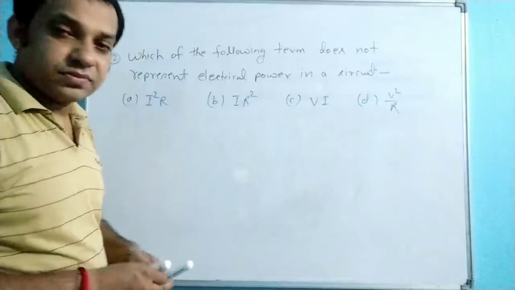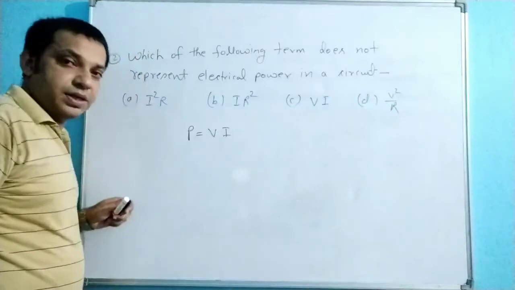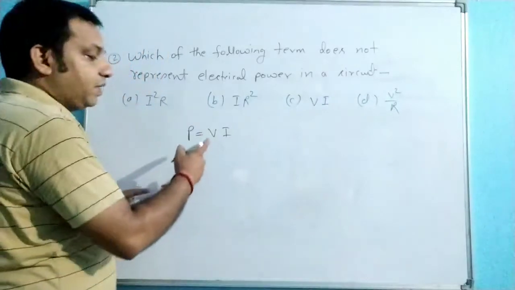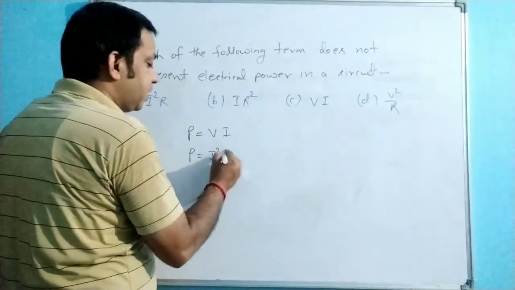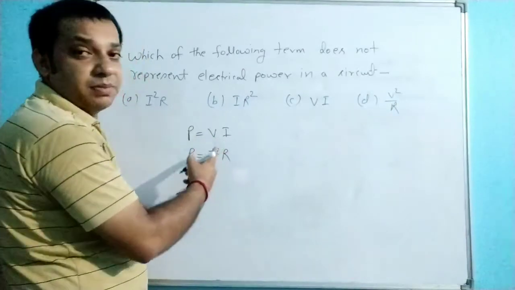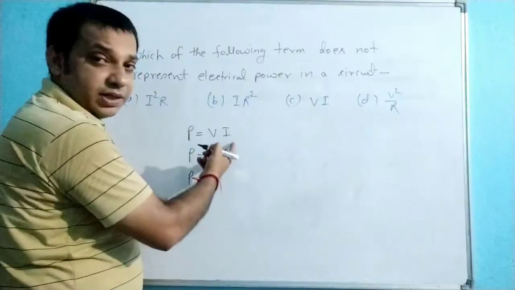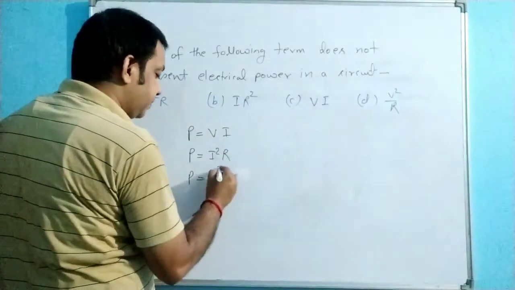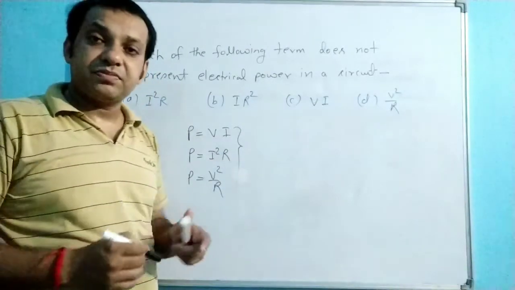So you know the basic formula, the first formula of power is V into I. It is the product of the potential difference and the current flowing through the resistor. When you replace V with IR, you get P is equal to I square into R, because I into I becomes I square, according to Ohm's law. And the third form, when in place of I you use V by R, again applying Ohm's law, becomes V square by R.